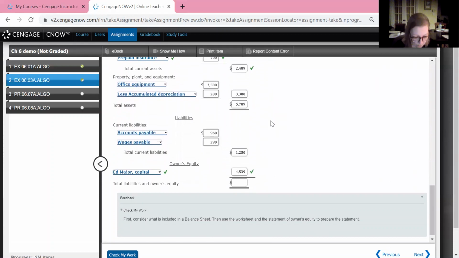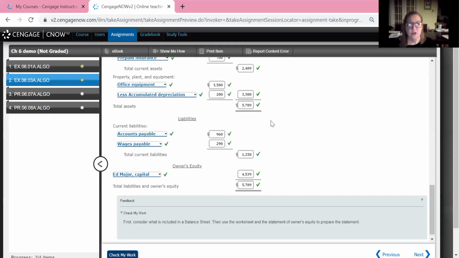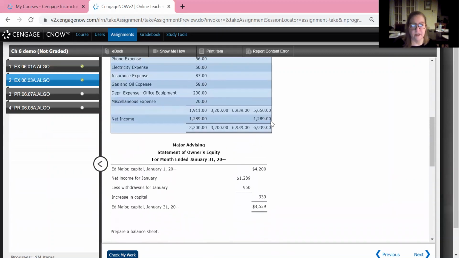Okay, so what we're going to do, we're going to total our liabilities and our equity, 1,250, and we're going to hope it balances to the same number as the asset number, because we know liabilities and equity has to equal the same as the assets. So when I add 1,250 and 4,539, I get 5,789. And I look up there at the assets, it's the same number. And so I'm like, yes. And I check my work, make sure all check marks, so I get full credit.